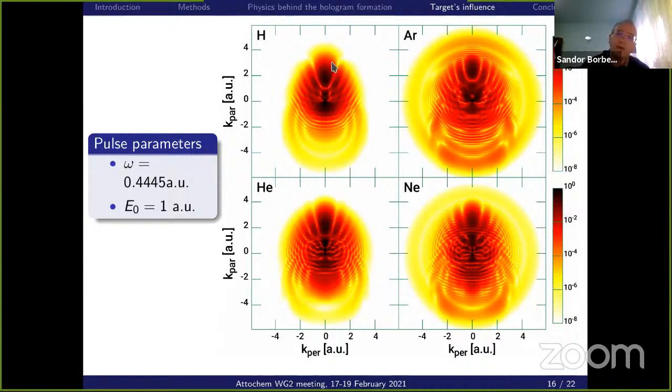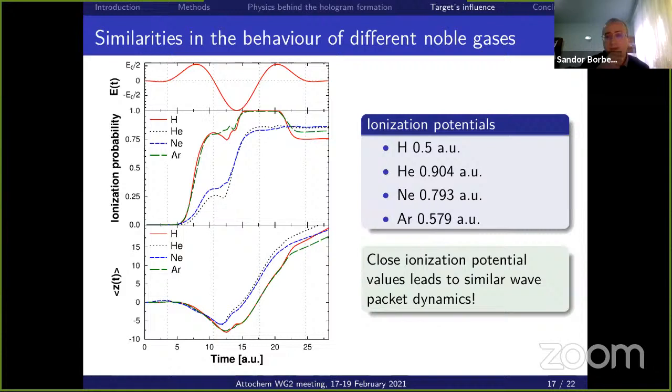And if you compare the hydrogen with the argon, they are similar in structure. The same goes for the helium and neon targets. In the helium and neon, you see very clearly you have the inner region and the outer region. And the similarity between the hydrogen and argon and helium and neon can be traced back to the fact that the ionization potential for the hydrogen and argon is very close. The same goes for helium and neon.